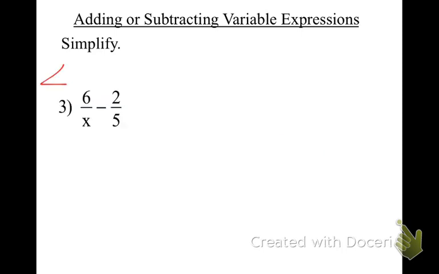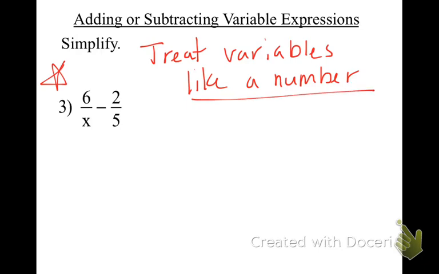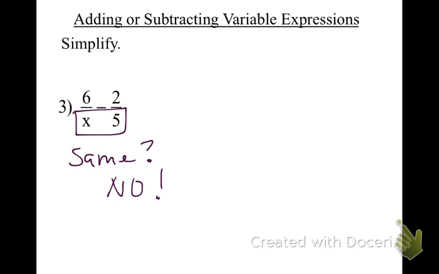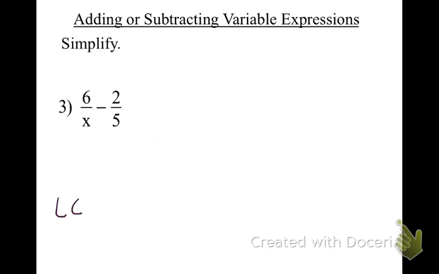Now go and write down number 3. And don't forget, treat variables like a number. So don't panic about number 3. So let's take a look. This is a fraction. First look, do I look at my denominators? Are they the same? No, they are not. So that means I need to find a least common multiple.